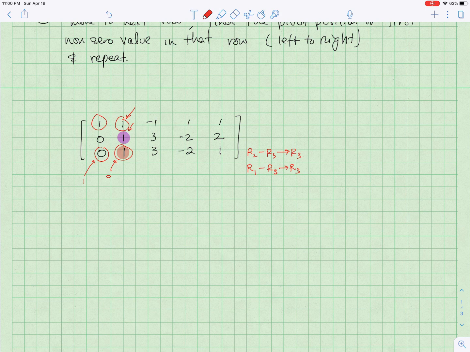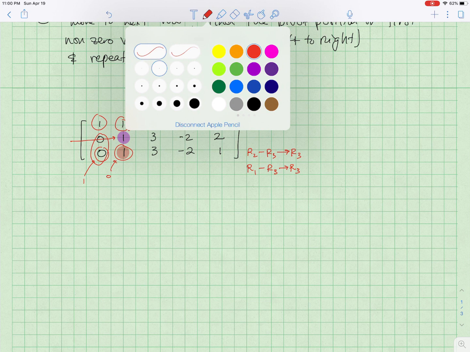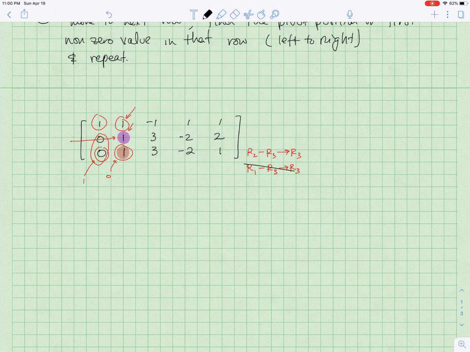And that's why it's terribly important that once you clear out this column, you move to your next pivot position before you move on in the next row. Otherwise, you will begin to undo all of the work that you've already done, and you will chase your tail quite a bit here. So let me say that this is not what we want to do.